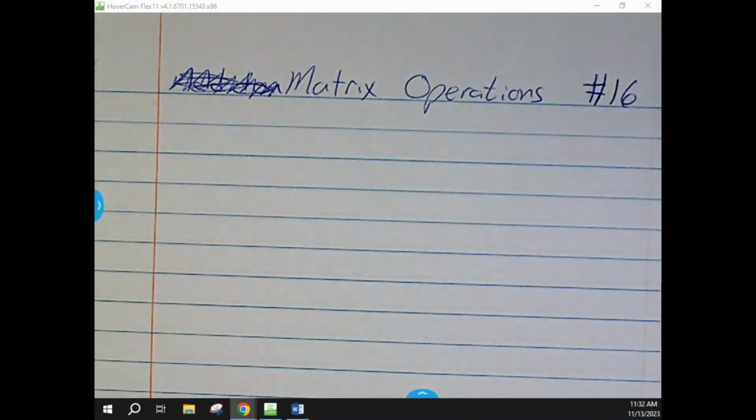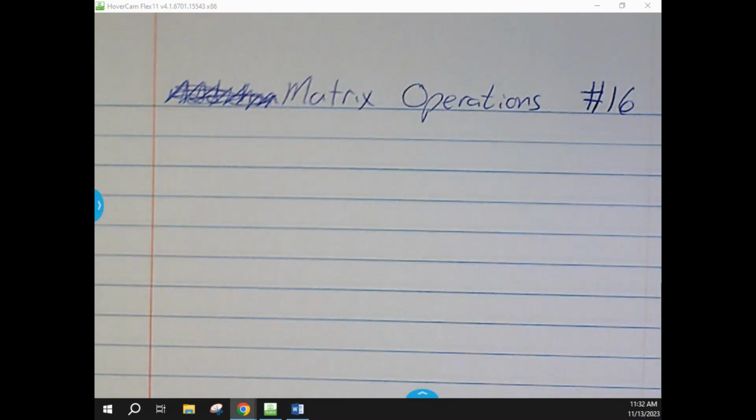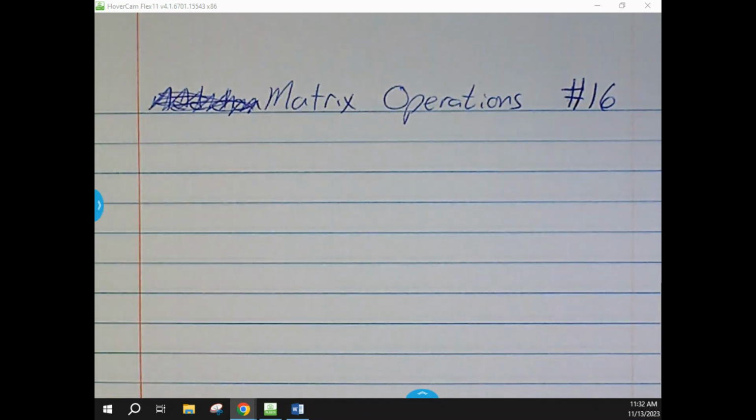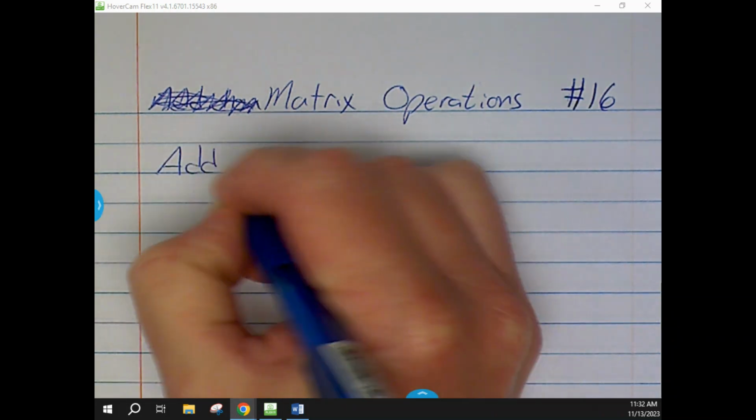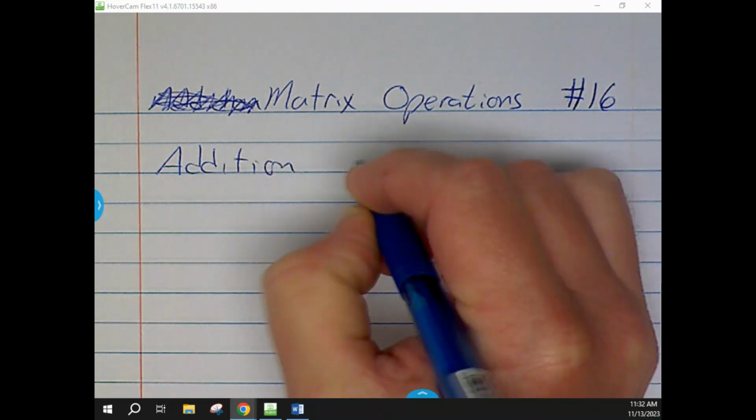Okay, so, matrix operations. Now, this is not Keanu Reeves in The Matrix. It's a little different matrix we're talking about here. The big two things we're going to worry about today are addition and subtraction.